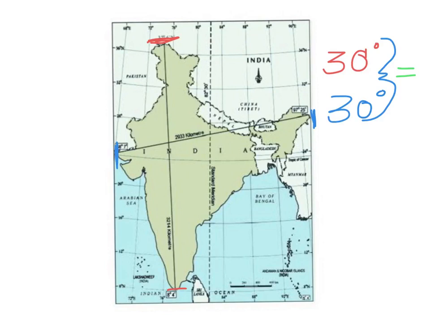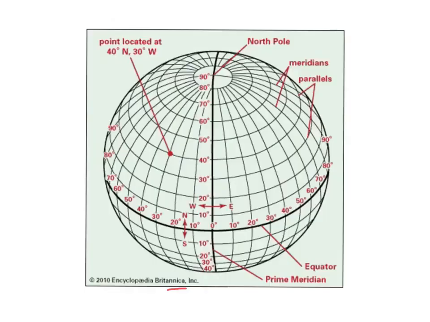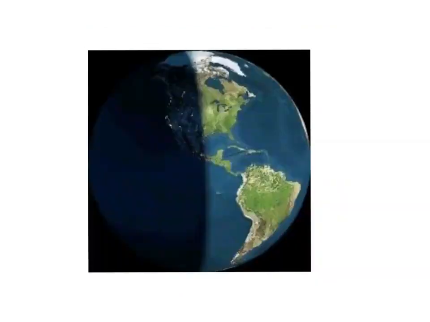Why? What is the reason? That is because the distance between two latitudes is always the same, that is 111 kilometers. But the distance between two longitudes is maximum at the equator and starts decreasing towards the poles. The latitudes do not meet each other, whereas all the longitudes meet at the poles.